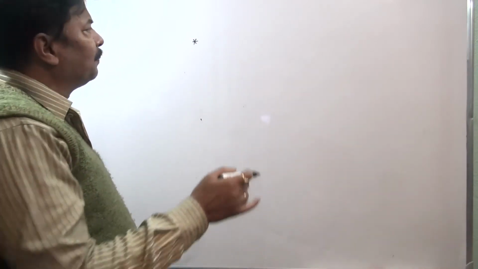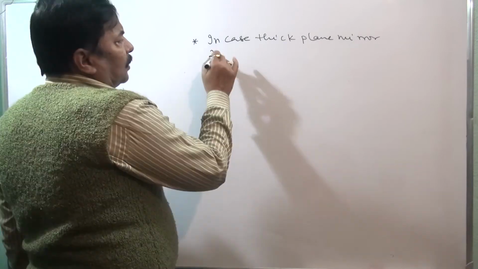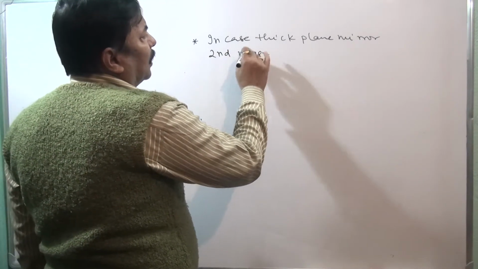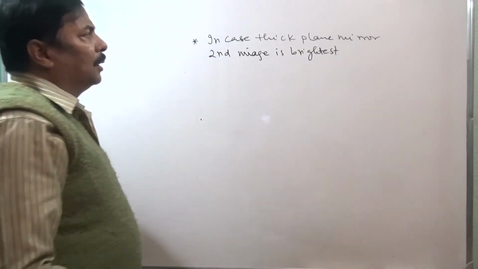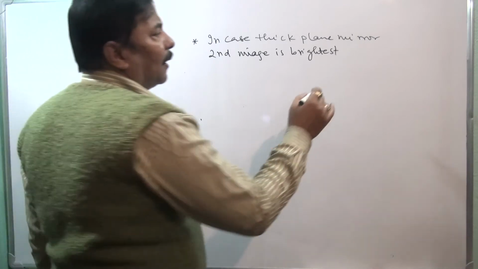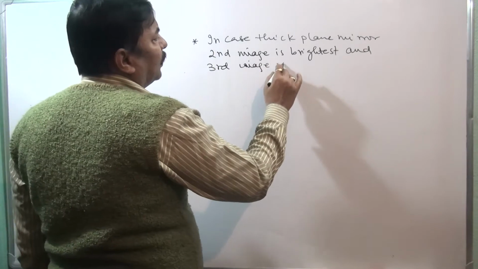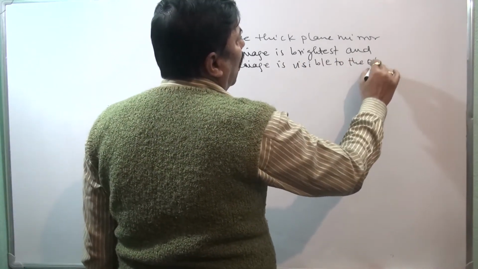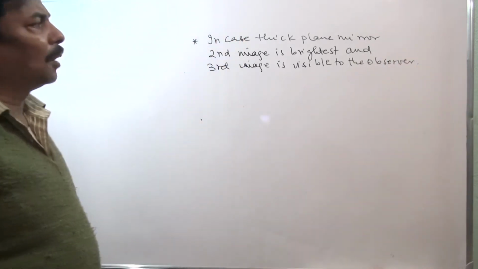Here you should understand one thing very carefully, and you should remember it because this is not known to many students: in case of a thick plane mirror, the second image is brightest, and the third image is visible to the observer.